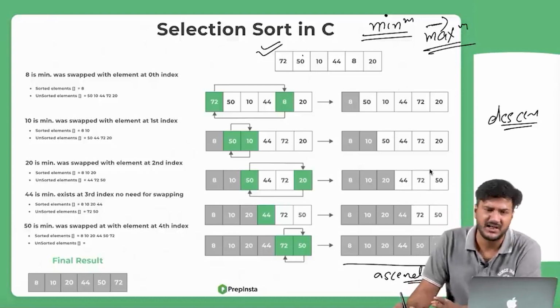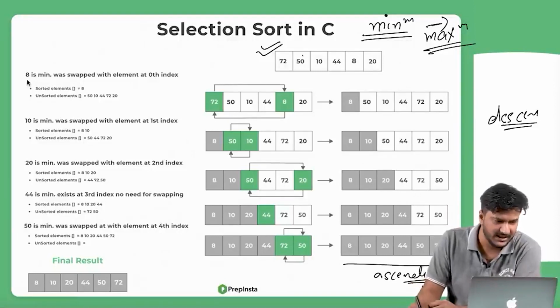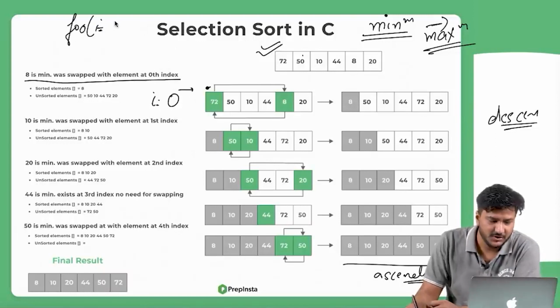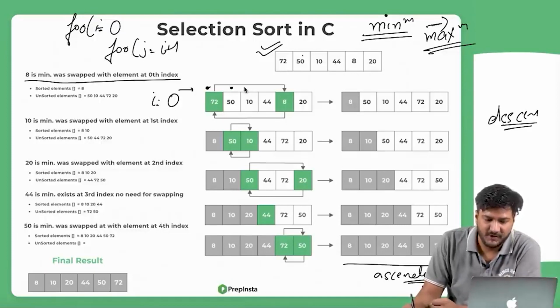So let's understand with ascending order first. What they are doing is, 8 is the minimum element, and it is swapped with the 0th index. Both of them are swapped. What exactly happens is, you start from the 0th index, so in this case our i value is 0. I will start my first for loop with i equal to 0, and in my second for loop, my j will start from i plus 1. So I will start comparing from here, here, here and here.